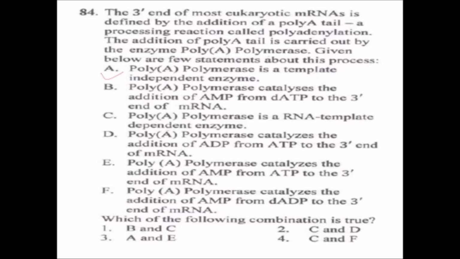Next statement is addition of AMP from deoxy-AMP. It was not there, only AMP was there. So the statement is wrong. Poly-A polymerase is RNA template dependent. No, it's not RNA template dependent. Next point is poly-A polymerase catalyzes the addition of ADP. Not ADP, rather it catalyzes the addition of AMP from ATP. So statement E is also right, where it says that poly-A polymerase catalyzes the addition of AMP from ATP to the 3' end of the messenger RNA. So the answer will be number 3.